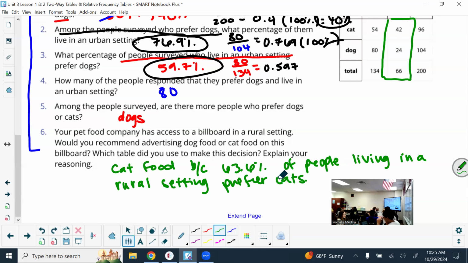All right, so to recap, all you have to do is read it carefully to know what to divide by. Anything that follows, like out of these people, among these people, given that, is going to be what you're dividing. Question?